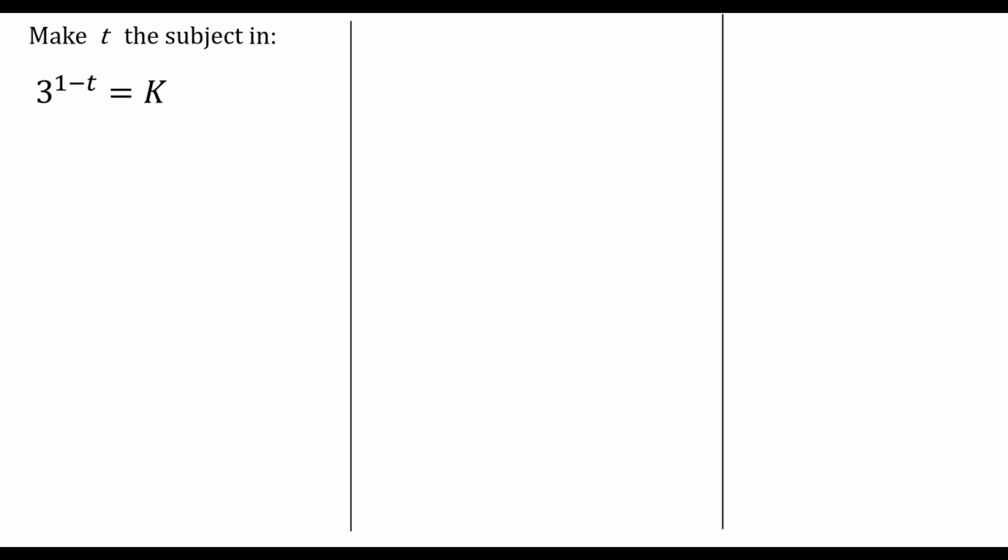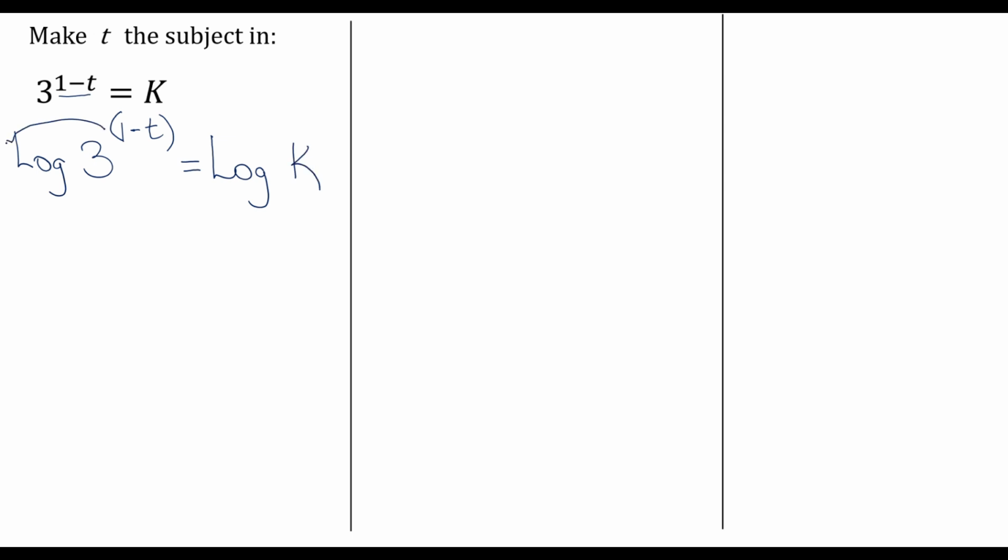In this session, we are going to make t the subject in 3 to power 1 minus t is equal to k. Since we have power 1 minus t, or a superscript 1 minus t, what we need to do is introduce logs. You say log 3 into brackets 1 minus t is equal to log k.